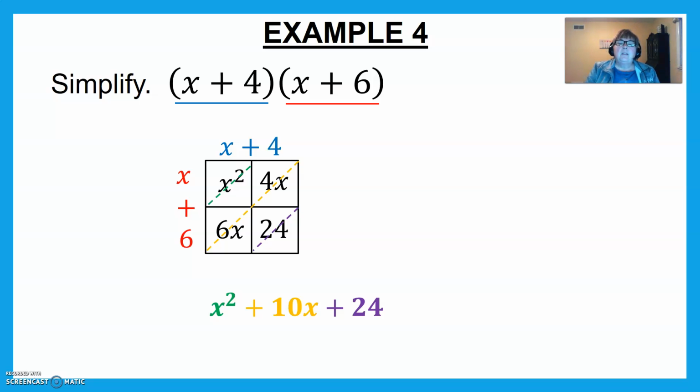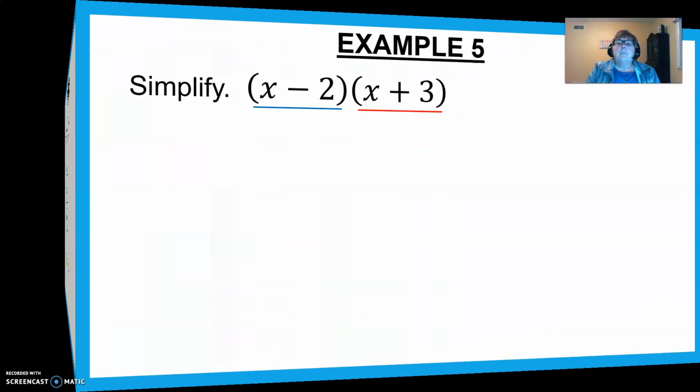I really like this method because, like I said, diagonals are like terms, and if you do it this way, everything turns out to be in standard form. Remember, highest exponent down to lowest exponent, and that's standard form. So we have x squared, x to the first, no x. Let's look at another one of those.